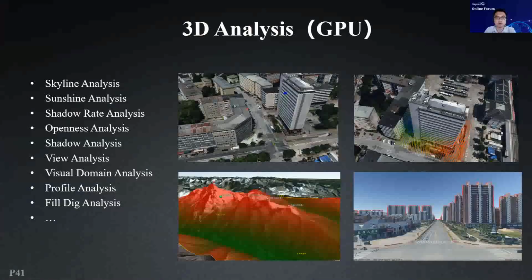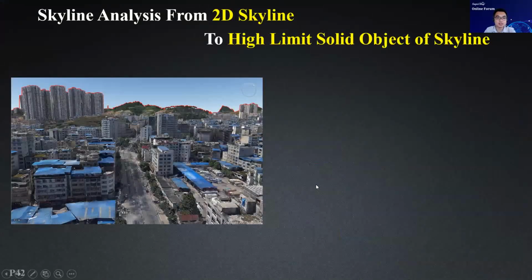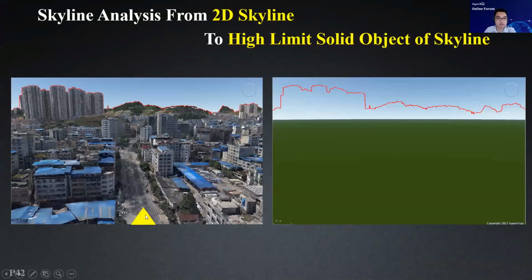And also we provide 3D analysis like visible analysis, skyline analysis, shadow analysis, and also view shed analysis. And later I will show you some examples from a real project. And here is the example to show the skyline analysis. You can see from this picture, if we stand here, we can generate the red line. So it's a skyline for this 3D scene.